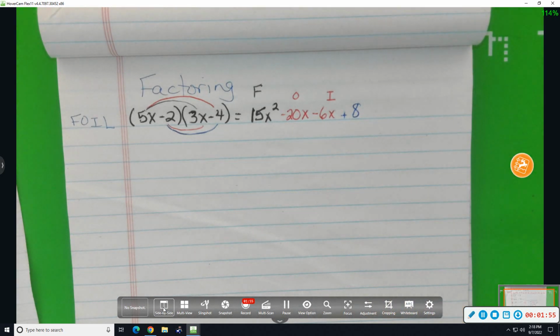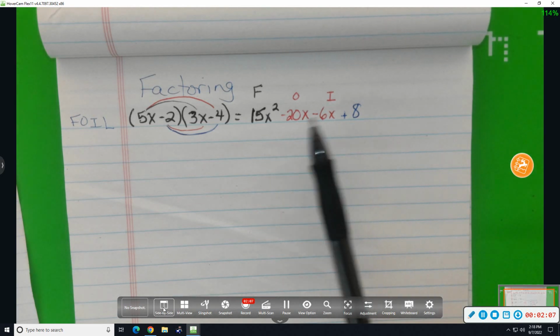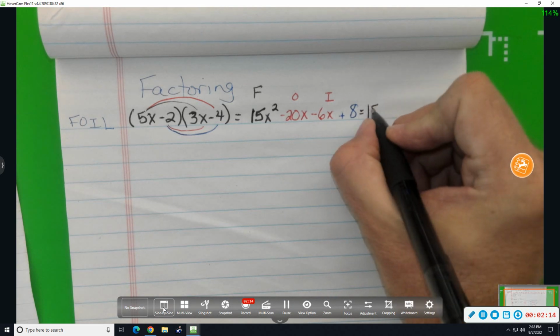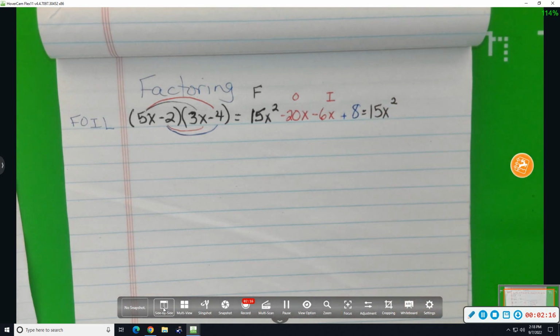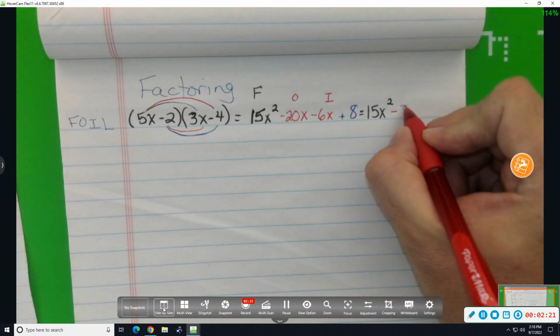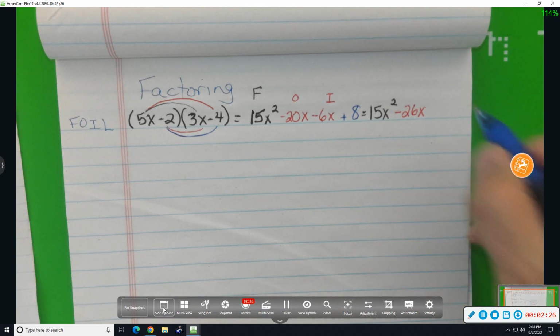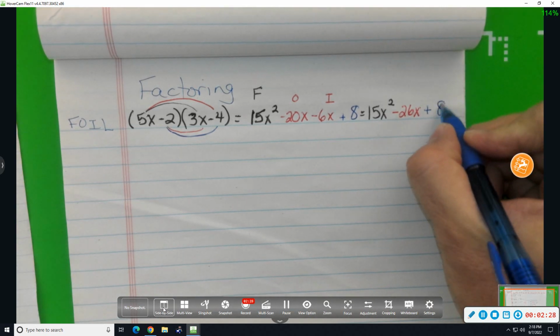Now, we're not finished here. If you recall when we were doing these with i's, you'd have to replace i squared with negative 1 before you combine anything. Here, the only thing we're combining are the outer and inner, the negative 20x and the negative 6x. When we combine those, what would we have? 15x squared, negative 20 plus a negative 6. Is that a negative 26x? And then plus 8. Okay.